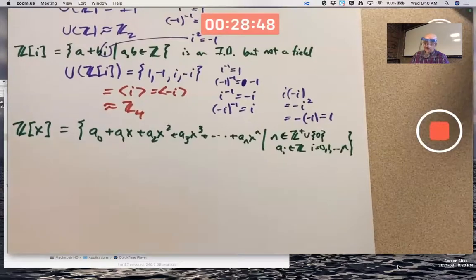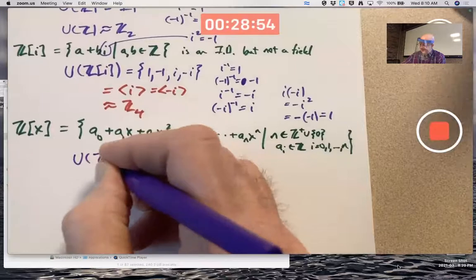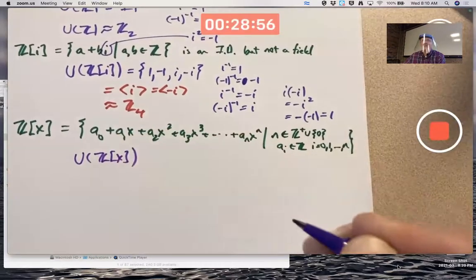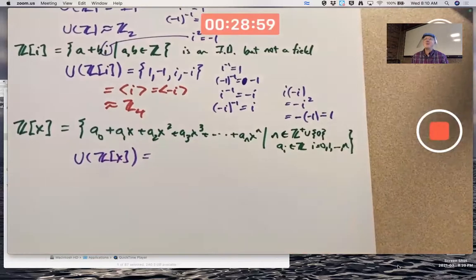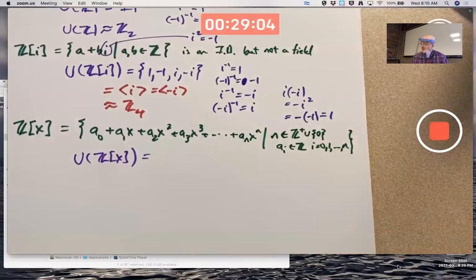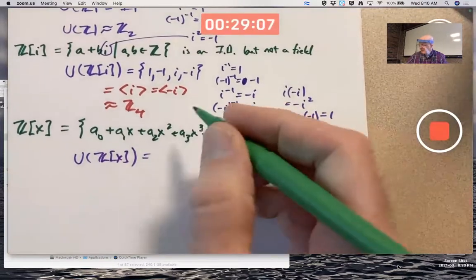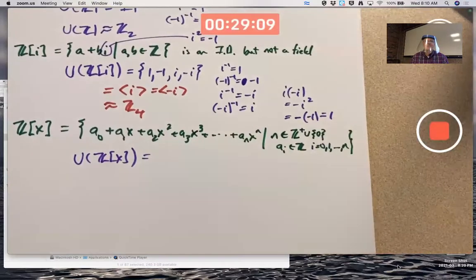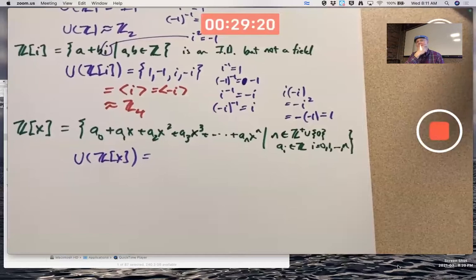What are the units? What are the polynomials with multiplicative inverses? Well, if you think about it, if the degree of the polynomial is bigger than 0, if you have at least one positive power of x somewhere, that can't possibly have a multiplicative inverse, right? If you multiply two polynomials with degree 1 or greater, there's no way the powers of x are going to completely cancel to give you 1.